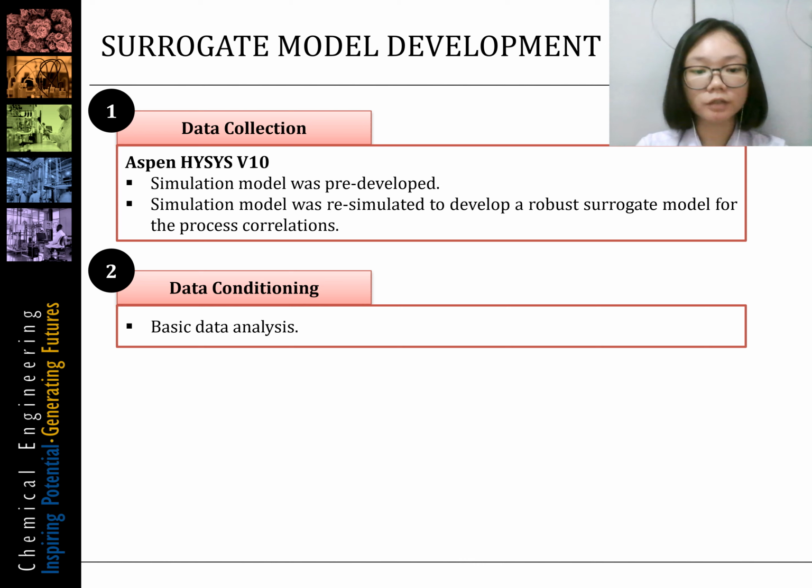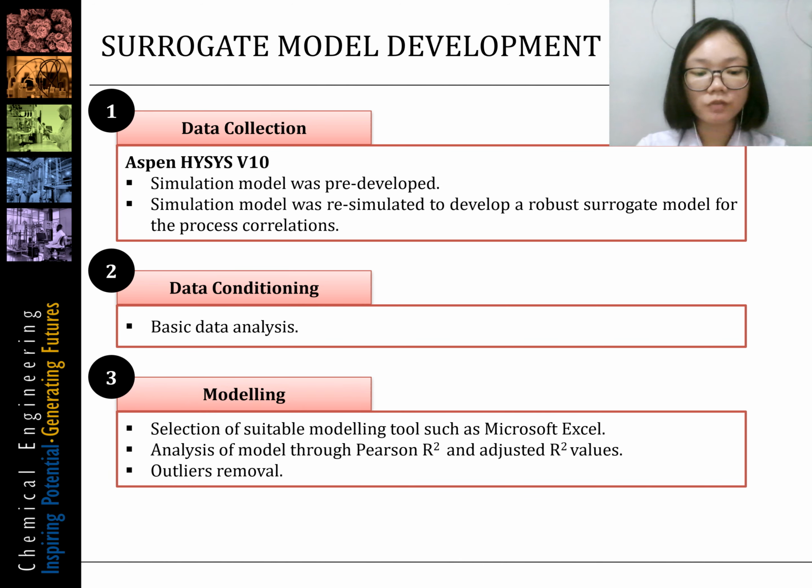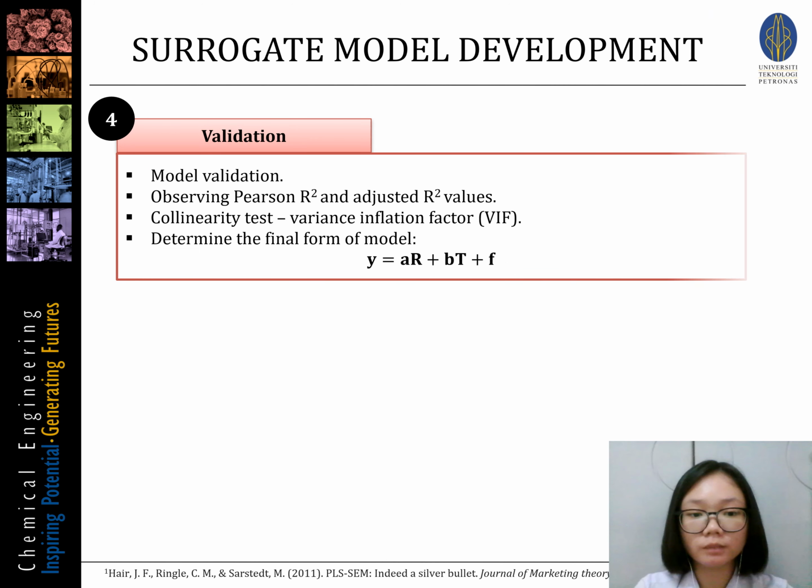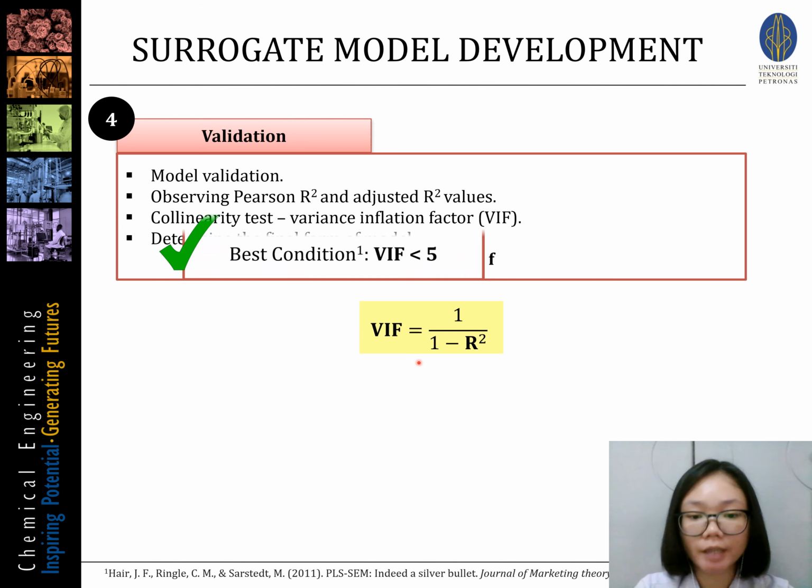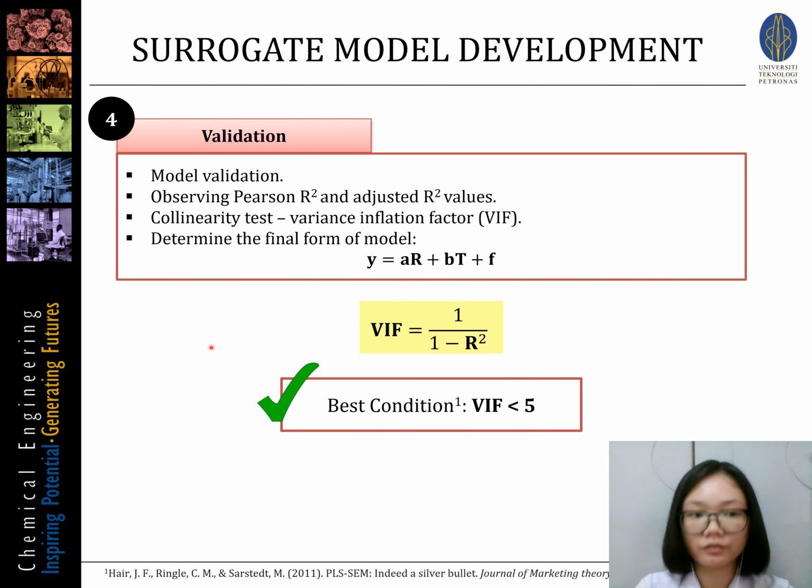After that, data conditioning is carried out, where basic data analysis is performed. Moving on next is the modeling, where I developed my model via the Microsoft Excel regression tool, and I analyzed my model by observing the Pearson R-square and adjusted R-square, and also removed the outliers. Eventually, I validate my model by observing the R-square and adjusted R-square values. Then I carry out the collinearity test, where the variance inflation factor, which is the VIF, is determined. And this is the final form of my model. VIF can be calculated by using this equation, and the best condition is said to be less than 5.